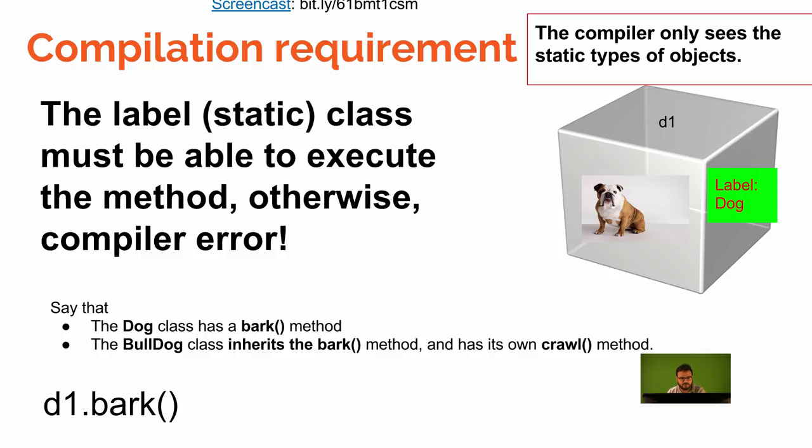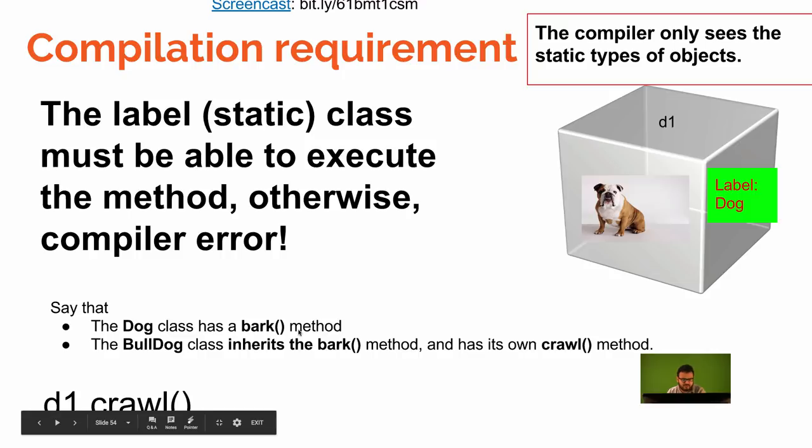What's going to happen? Again, the compiler only sees the static types of objects, so the compiler does not know that there's a bulldog inside. Remember that. For d1.bark, the compiler says, oh yeah, d1 is a dog, and dogs have a bark method, so everything is fine. What about d1.crawl?